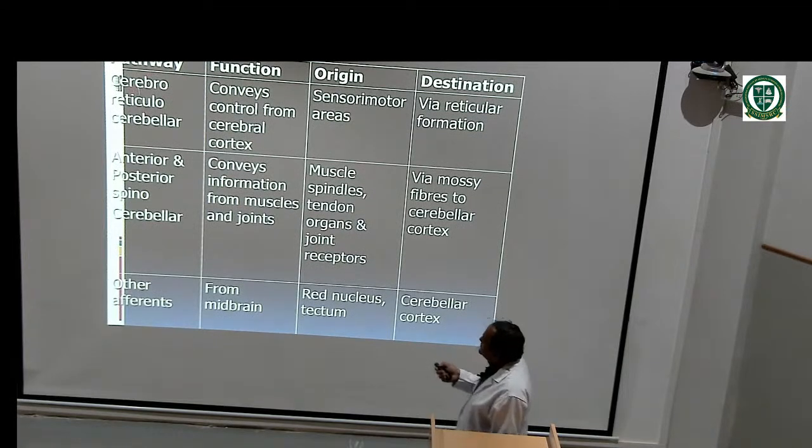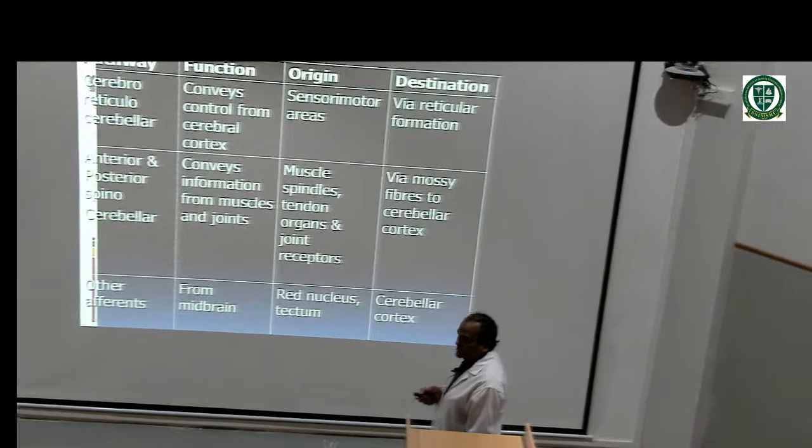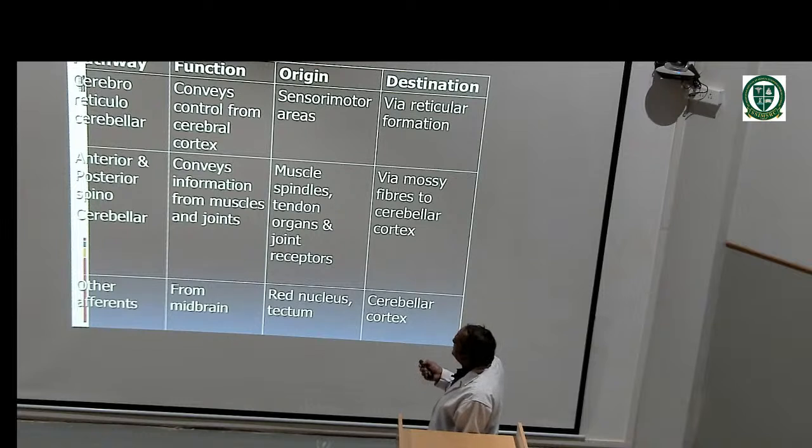The next pathway is the cerebro-reticulocerebellar pathway. It conveys control from the cerebral cortex. These originate from the sensory motor areas of the cerebral cortex, and via the reticular formation they end in the cerebellar cortex. They control the cerebellum.